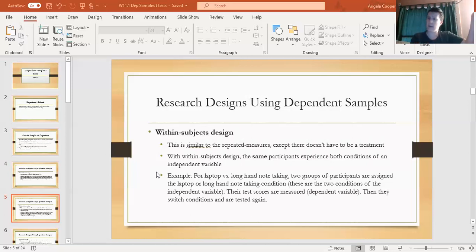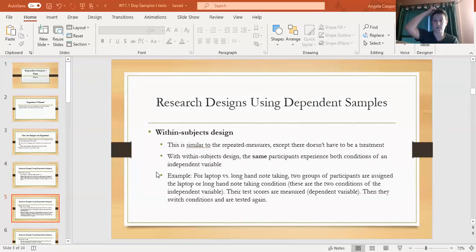However, that's not what our lecture is about today. We're talking about the dependent samples t-test. So for a dependent samples t-test, again, all the participants experience both conditions of the independent variable, the thing that's changing between in this particular study. So the thing that's changing is, are you taking notes using a laptop or using pen and paper?